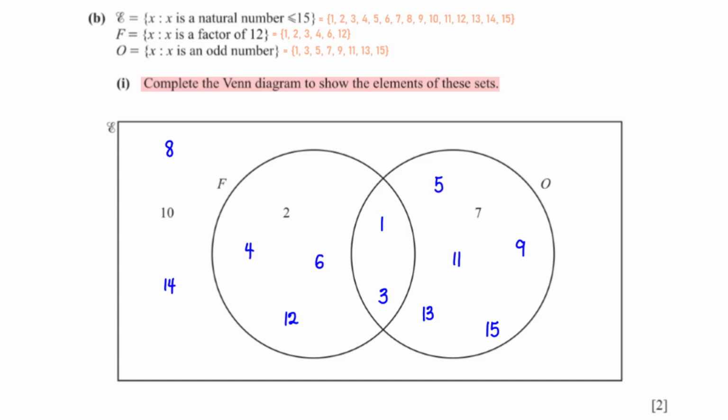Now that we have identified the common elements in sets F and O, we see that in addition to 2, the remaining elements in set F are 4, 6, and 12. For set O, in addition to 7, the remaining elements are 5, 9, 11, 13, and 15. The elements in the universal set that are not in sets F and O are 10, which has already been filled in for us, 8, and 14.